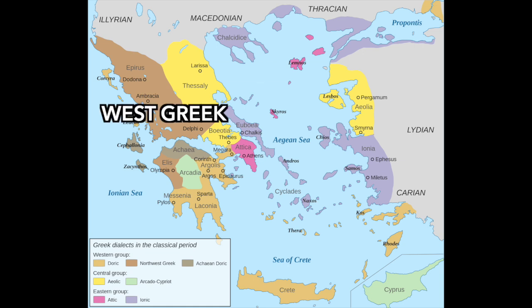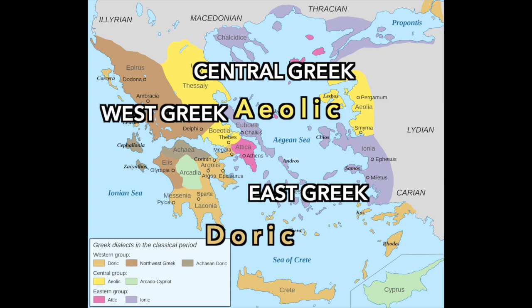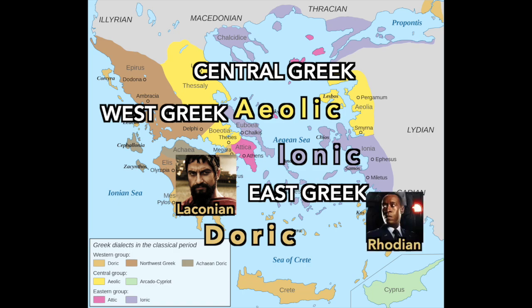Now about those dialects. So we have West Greek, Central Greek, and East Greek. West Greek's famous dialect is Doric. For Central Greek, it's Aeolic. And for East Greek, it's Ionic. And the Doric dialect has lots of dialects in it, like Laconian, Rhodian, and Cretan.